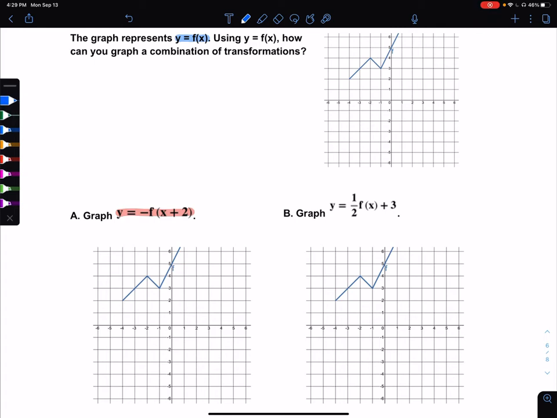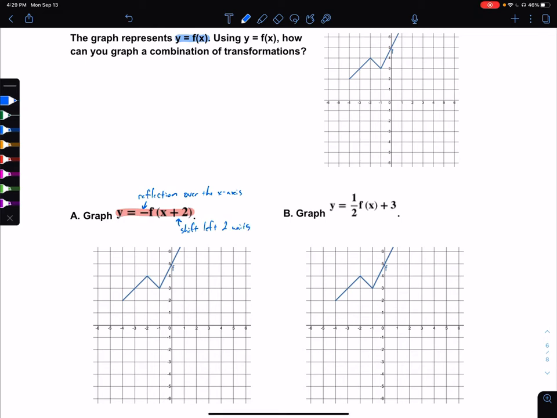So the first thing we want to look at is what are the actual transformations going on? Well, this negative here is a reflection. And since it's a negative, we're making the entire function negative, that's a reflection over the x-axis, which is going to be important that we're obviously reflecting over the correct axis. And then this plus 2 here, hopefully remember that that is a shift left 2 units. So all of my points are going to wind up moving to the left 2 units.